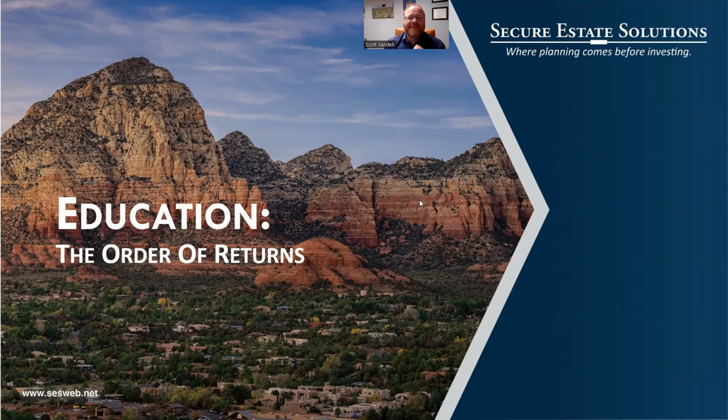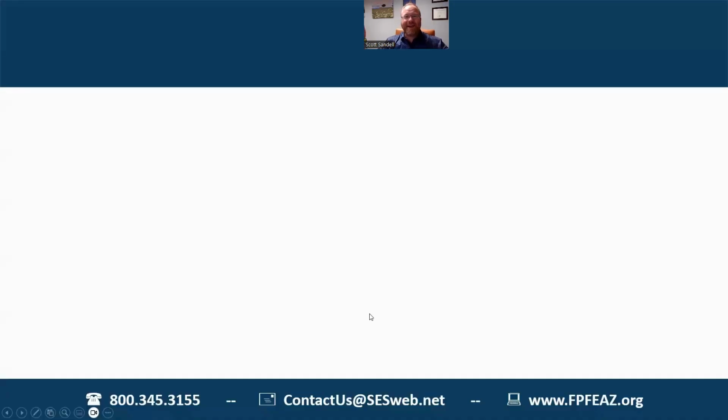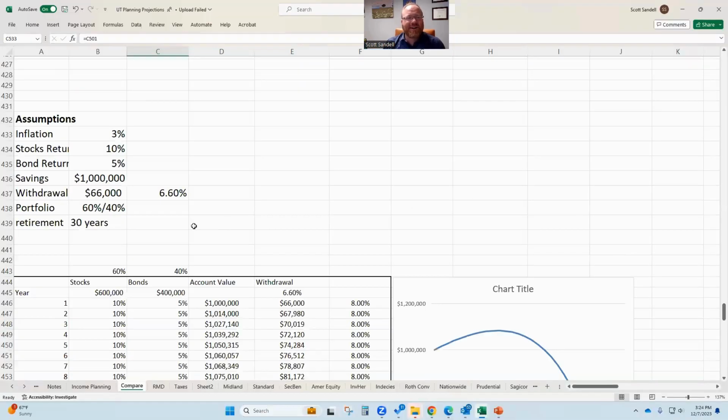So the reason this is going to be fun, I'm going to do it a little differently. I'm going to go to the next page and it's blank. There's nothing on there. Let's create this on the fly here. So I'm going to pull my spreadsheet up. I'm going to start with some assumptions, okay?